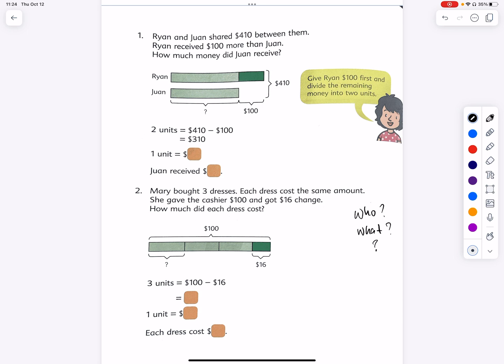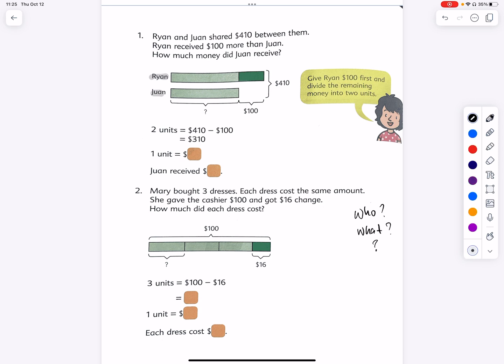So, who is the problem talking about? Ryan and Juan. It's already labeled on our drawing. We have Ryan and Juan, 2 characters. What is the problem talking about? It's talking about money. What do we know about Ryan and Juan's money? Well, they have to share $410.